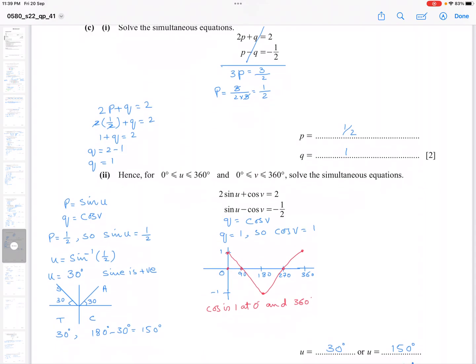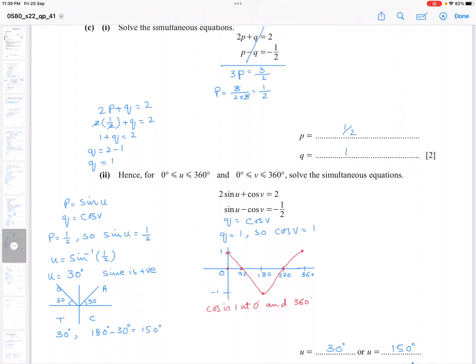Hence, for u less than or equal to 360 and greater than or equal to 0, and v less than or equal to 360 and greater than or equal to 0. Solve the simultaneous equation. So here my p is sine of u and q is cos of v. So p was 1 over 2. So sine of u is equal to 1 over 2. So from here u equals sine inverse of 1 over 2. So u is equal to 30 degrees.